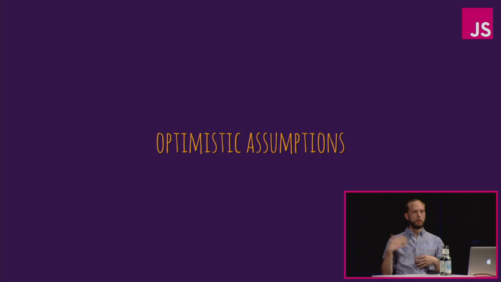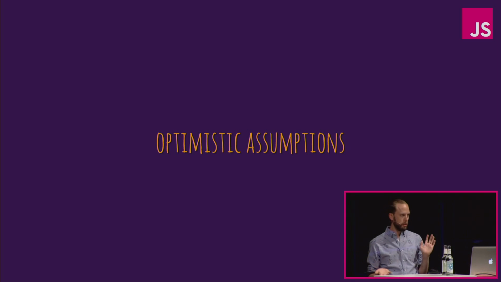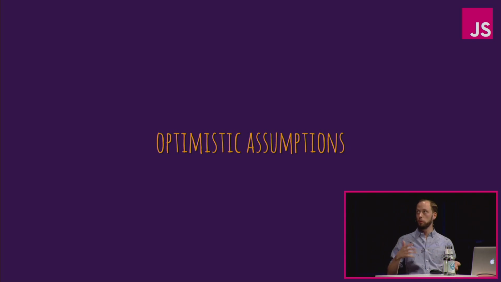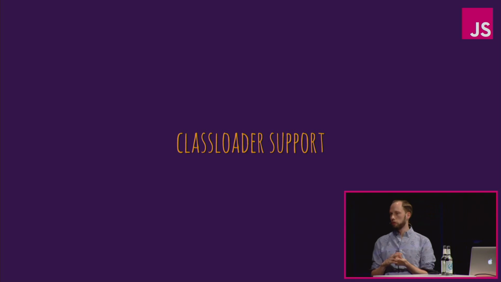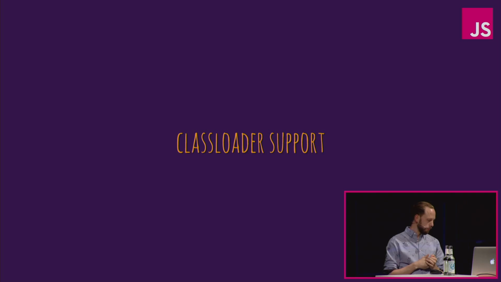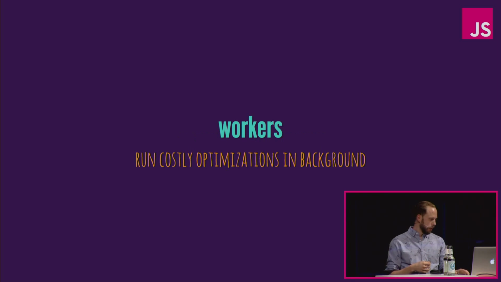You can make optimistic assumptions. You could say, okay, here is a class, and I know nobody extends this class, so I think it's final. You can invalidate those assumptions, which is called deoptimization, which means you fall back to the slower version of your code. And you could also support class loaders, for instance. In Java, you could, at runtime, define a new class, load that bytecode, and do all that at runtime. In fact, it's feasible to do it right now because we have workers now.